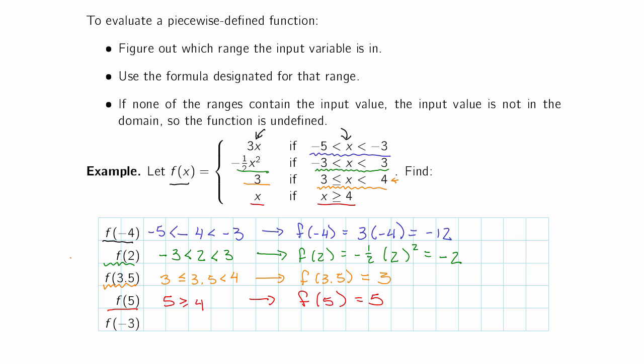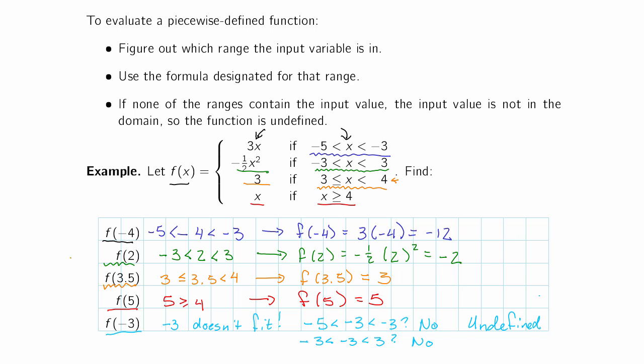Now there's a complication that comes up here, though, when we try to take f of -3. And that is, -3 doesn't fit in anywhere. -5 is less than -3 is less than -3, that's false. -3 is less than -3 is less than 3, that's false. There aren't any of these conditions that -3 meets. So f of -3, -3 is just not in the domain of our function. F of -3 is undefined. That's what we say when a number is not in our domain.